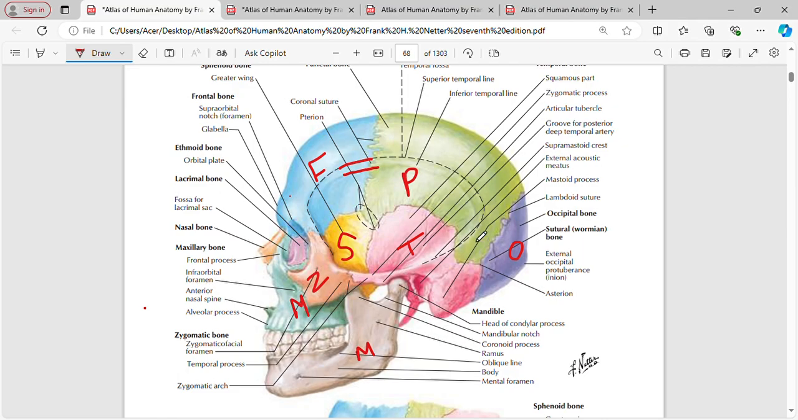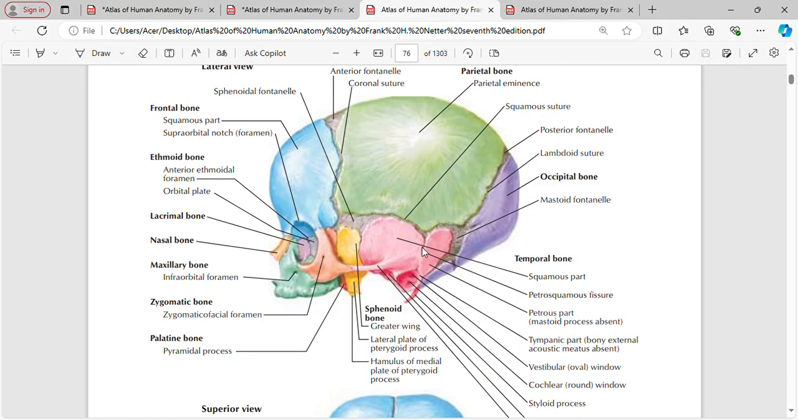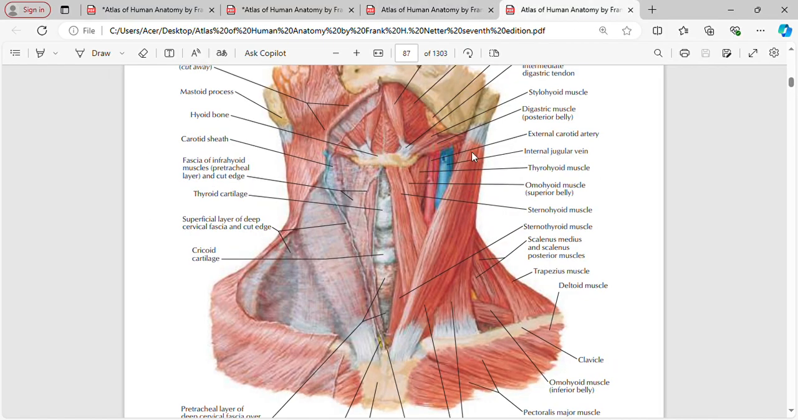If you can see here in the infant's skull, there is no mastoid process present in the temporal bone. Why is that so? It's because at the time of birth the mastoid process is not formed, but due to the action of the sternocleidomastoid muscle, which has its attachment from the sternum and the clavicle to the mastoid process.